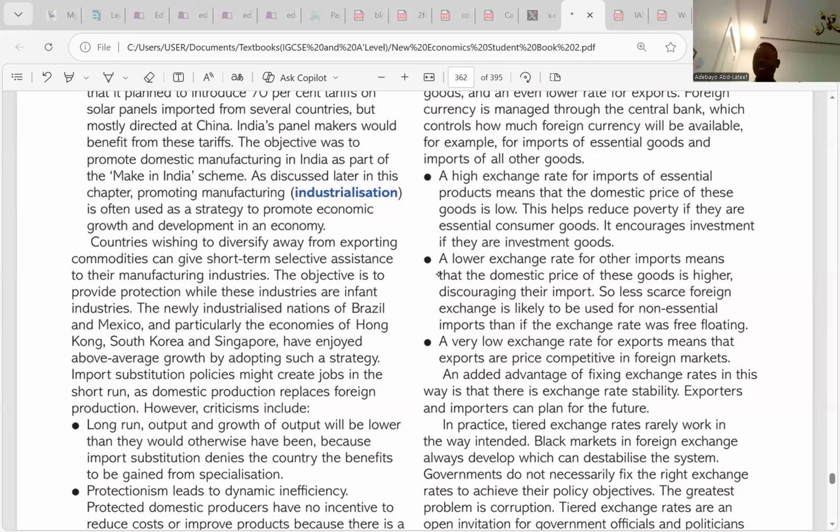So if the exchange rate is high, government wants to discourage people from buying imported goods. And that simply means government has made domestic goods affordable. And because it is becoming affordable, domestic producers will be encouraged to produce more because the demand for their goods will increase. Do you understand the first point there?